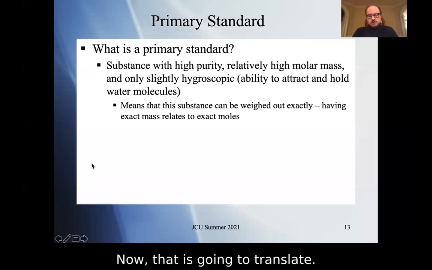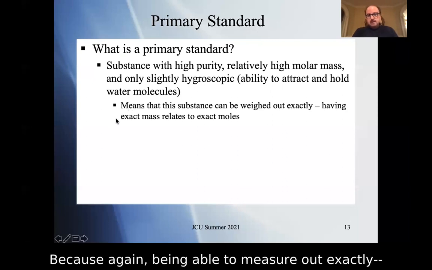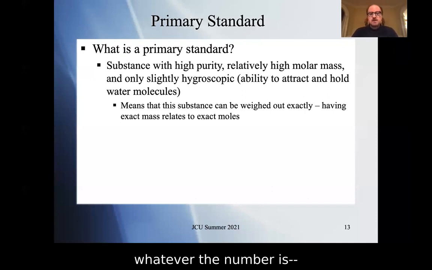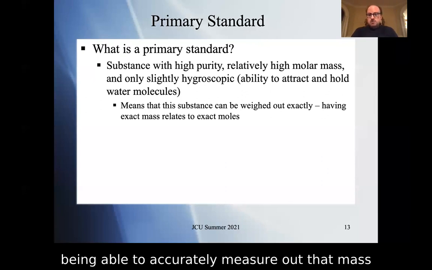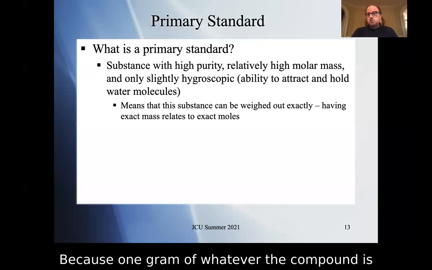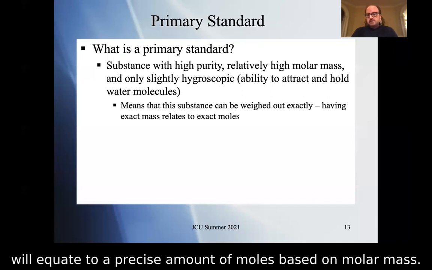Now, that is going to translate because, again, being able to measure out exactly, if we want a gram, if we want 2 grams, whatever the number is, being able to accurately measure out that mass means that we will be able to get the exact amount of moles, right? Because 1 gram of whatever the compound is will equate to a precise amount of moles based on molar mass.